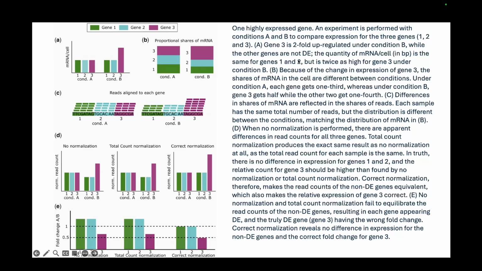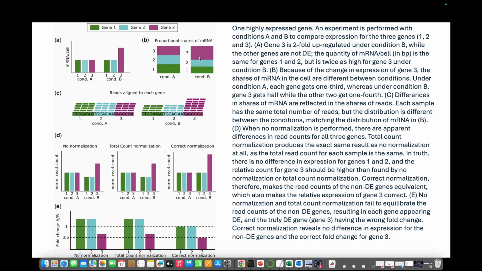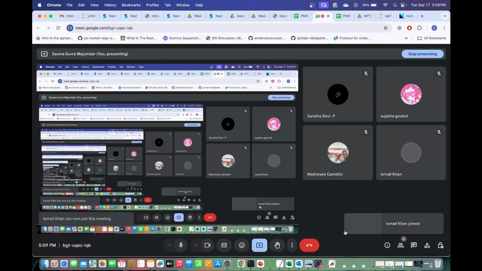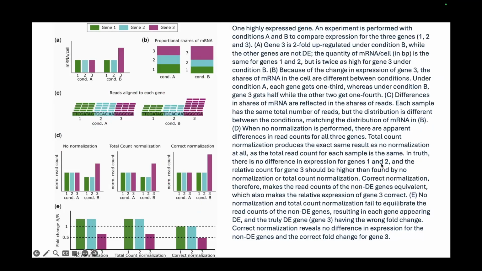Gene 3 is twofold upregulated in condition B, while the other genes are not differentially expressed. The quantity of mRNA per cell is the same for genes 1 and 2, but is twice as high for gene 3 under condition B. So the proportion of mRNA inside the cell is twice for the third gene and one times for gene 1 and 2. Comparing condition A to condition B, the expression of gene 3 is twice as high compared to 1 and 2.